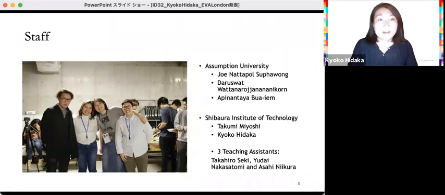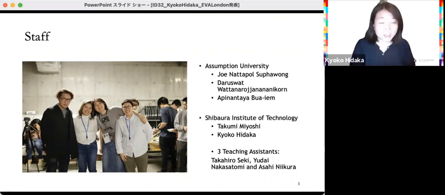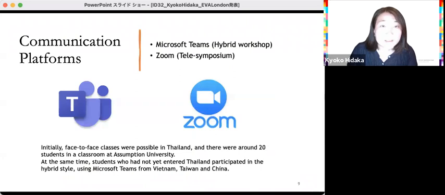So on the Shibaura side, we have a network specialist, and my specialization is color theory, lighting, and also digital art, mostly graphic design. And we had three teaching TAs, teaching assistants. And here are the communication platforms that we used for the hybrid workshop.